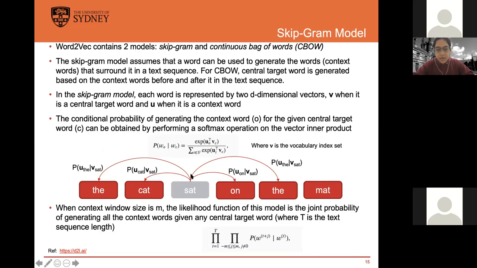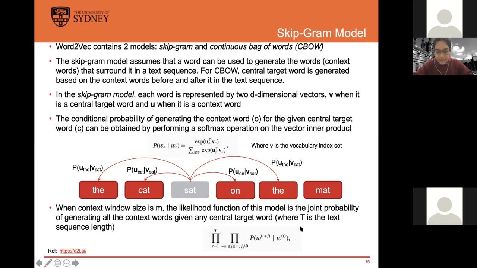This conditional probability of generating the context word for a given central word can be obtained by performing a softmax operation on the similarity calculation. Generally we take dot products of the vectors, and we can use a softmax function to get the probability distribution here.